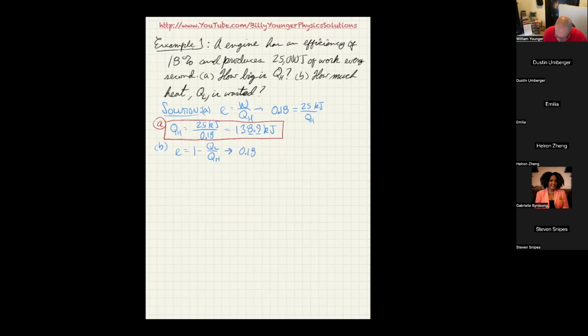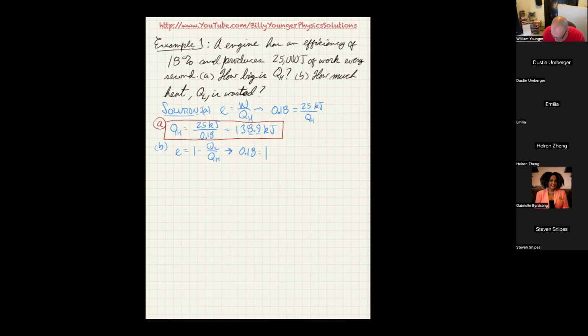Now, ideally, we would like to find QL without using anything we calculated. That's sort of the golden rule when solving physics problems or chemistry problems or science problems in general. Unless you absolutely have to use a number you calculated, it's best not to. Just in case you made a mistake on the number you calculated, then you're going to have two mistakes, even though you might have done the second part right. So I will ideally try to do that, but you can't always.